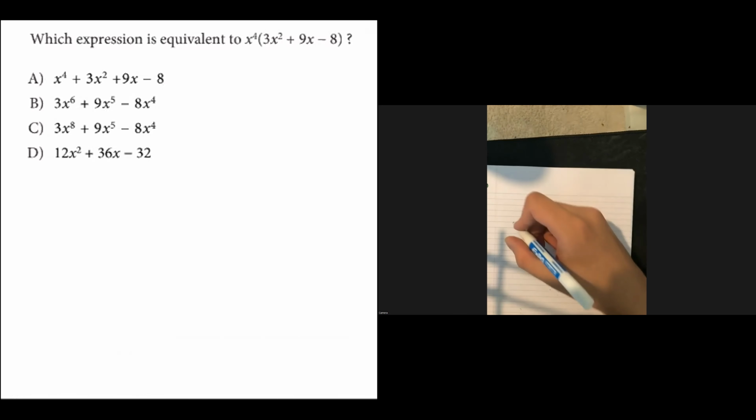Okay, question 5. Which expression is equivalent to x to the 4th times 3x squared plus 9x minus 8? So you just distribute normally. I'll give you a minute to solve it.